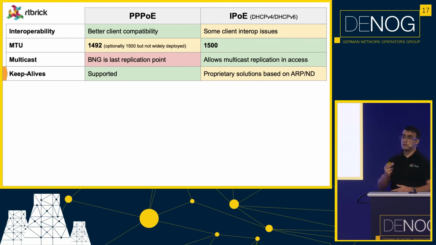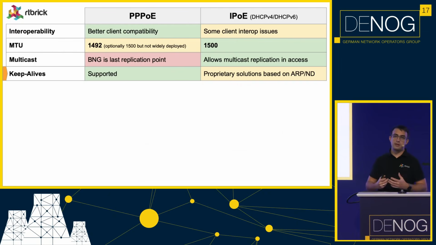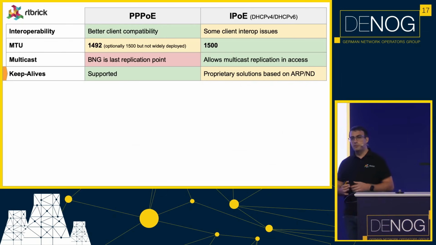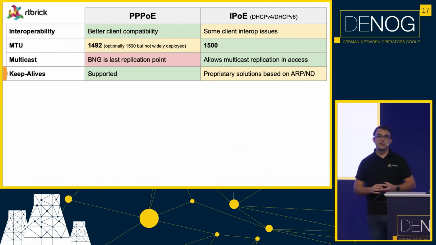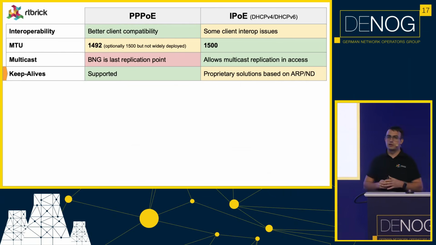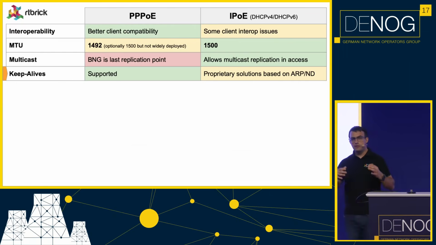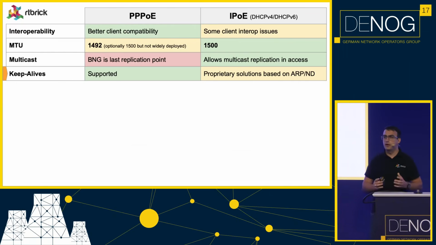Keep alive. PPPoE has a built-in feature for keep alive, meaning the client can send keep alive messages and the server can send keep alive messages, typically every 30 seconds. Then you can very quickly identify if there's an outage of the server or of the link. The server can identify the CPE has been disconnected or there's an outage. So it's very stable for your network to have keep alive.